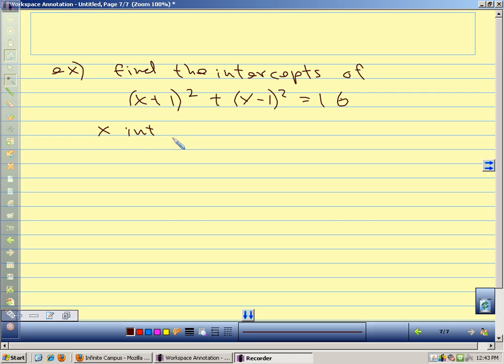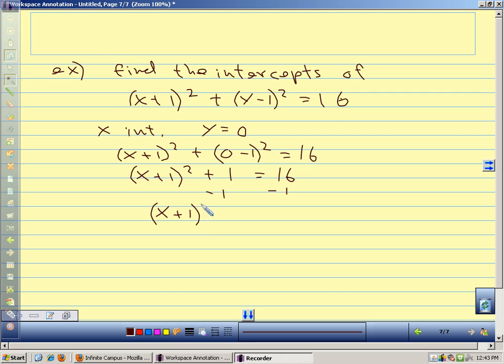I'm going to do shorthand. X-intercept is where y equals 0. So I'm going to plug in y equals 0. So I get (x plus 1) squared plus (0 minus 1) squared equals 16. So (x plus 1) squared, negative 1 squared is 1, and that equals 16. Subtract 1. (x plus 1) squared equals 15.